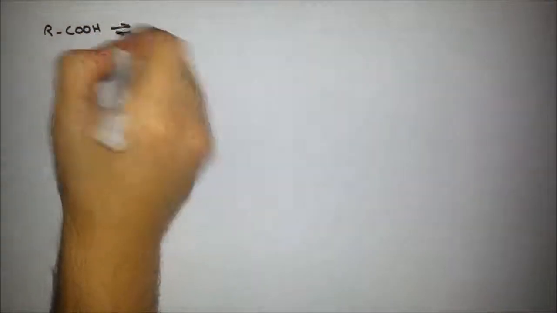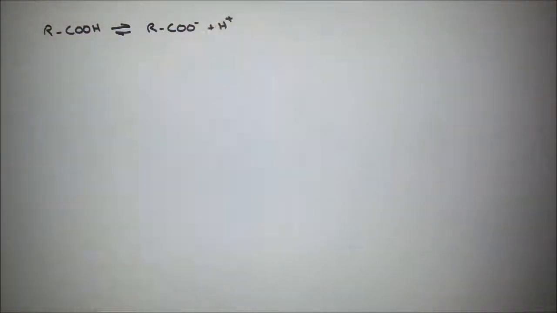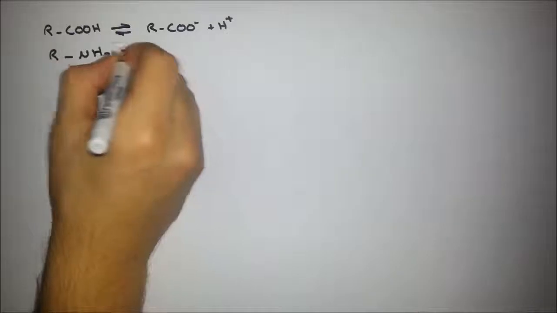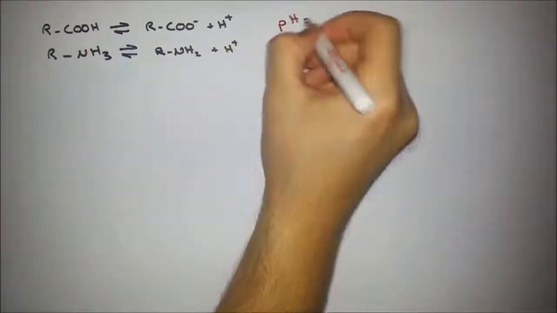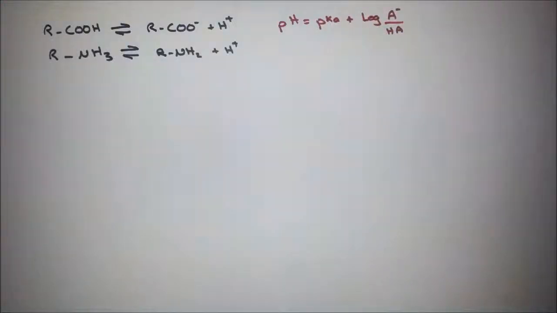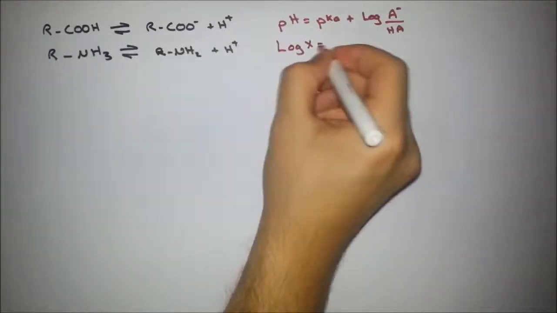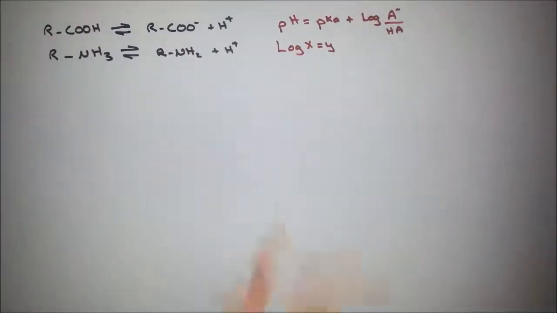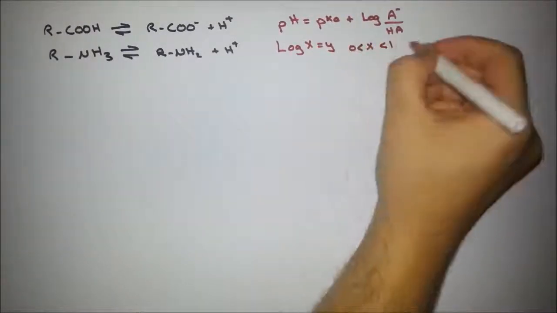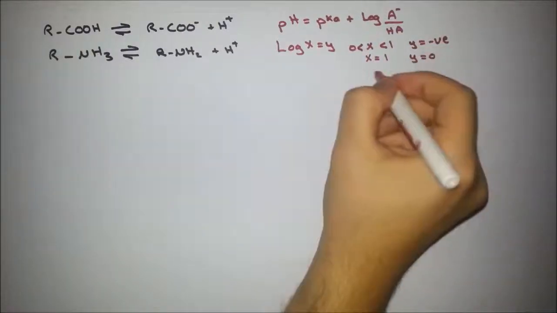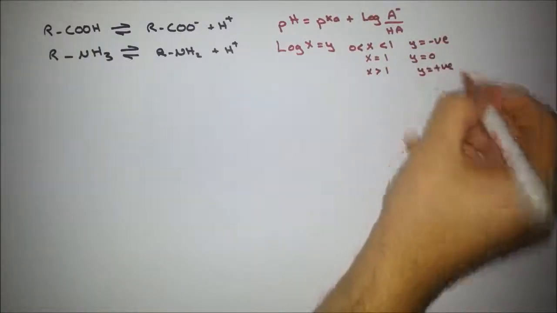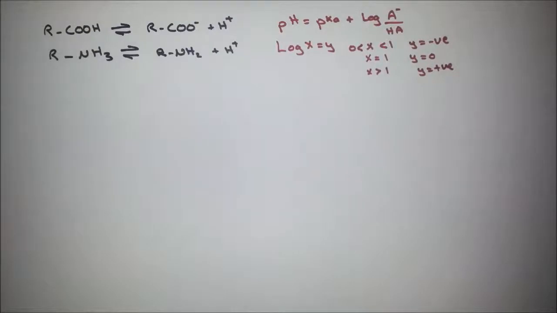The carboxylic and amine group can be looked at as weak acids because both are capable of donating protons. First, let's have the Henderson equation in front of us. One thing I want you to keep in mind is that log of anything that is less than 1 will be equal to something that is negative, and log 1 is 0, and anything above 1 will give you a positive value. You can pause the video and try some values.